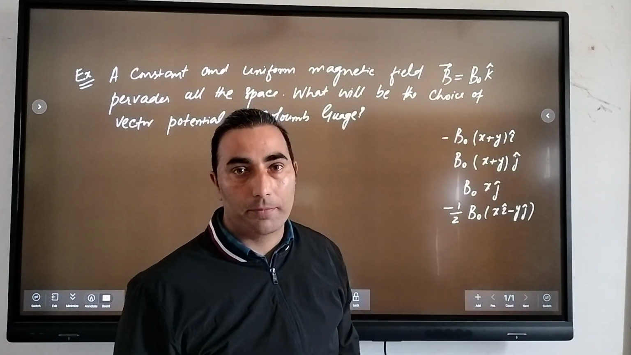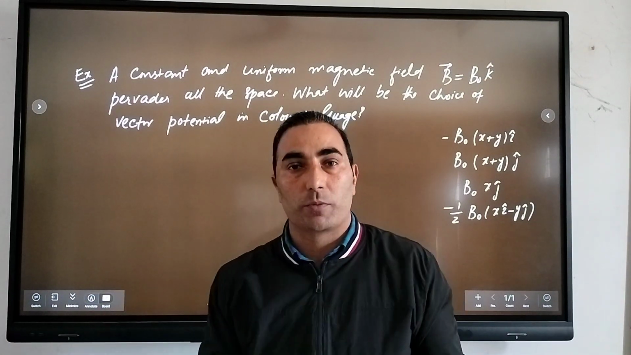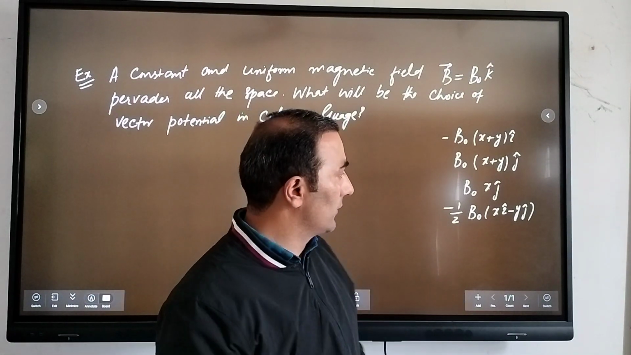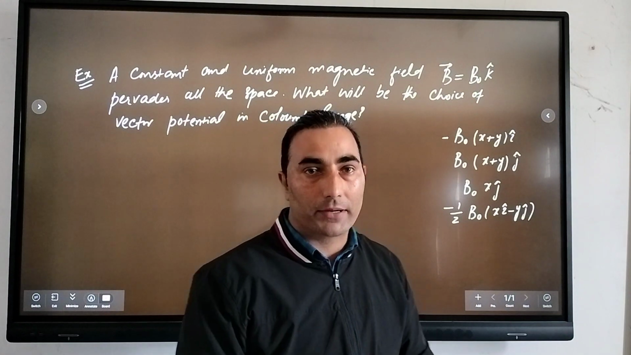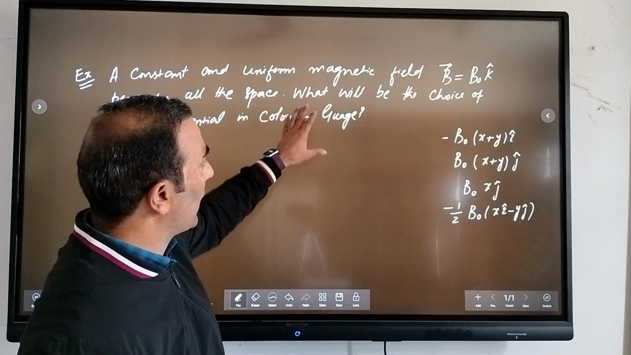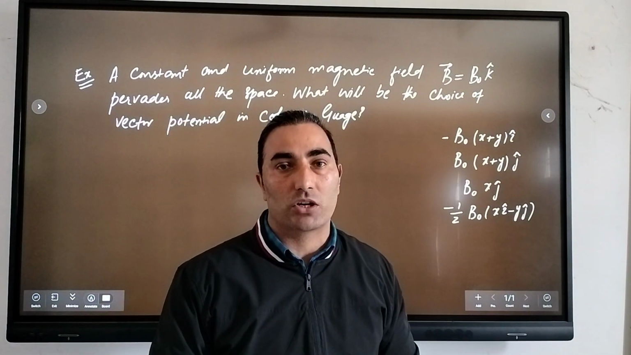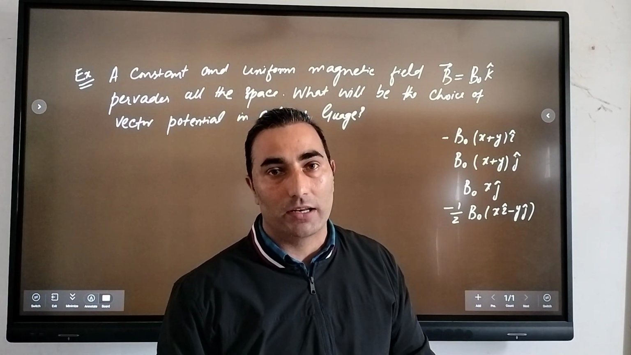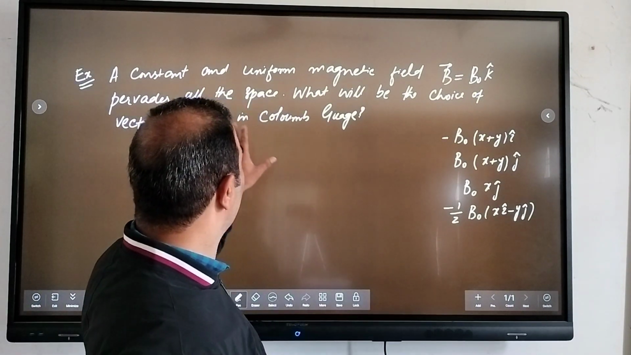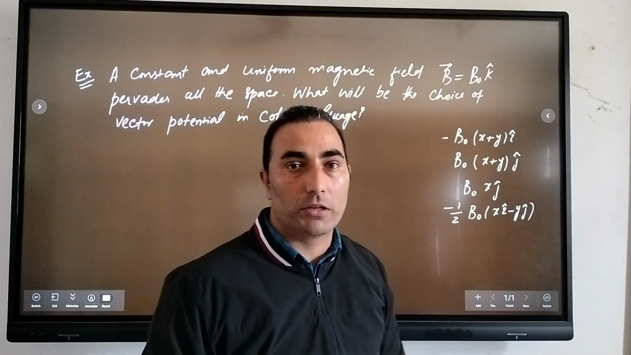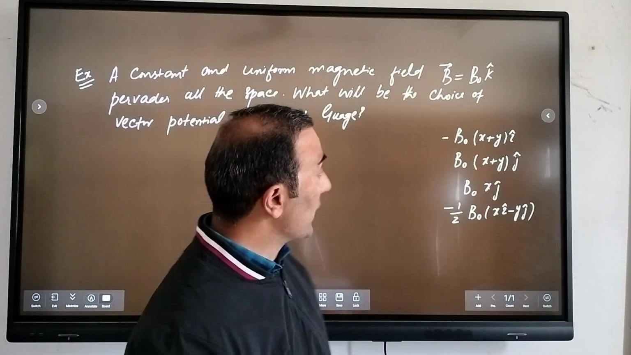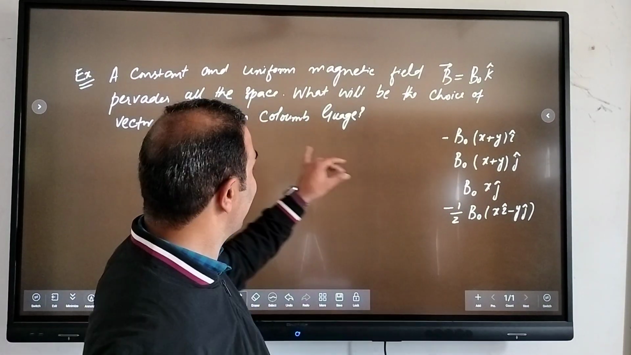equal to B naught k cap, right? So it prevails all the space. So that means our magnetic field is along that k cap, right? And what we have to calculate is what will be the choice of vector potential. तो हमें क्या वेक्टर पोटेंशियल लेना है ताकि हमारा जो मैग्नेटिक फील्ड है, तो दैट शुड बी इक्वल टू B naught k cap, right? So that means we need to choose the potential but in Coulomb gauge.